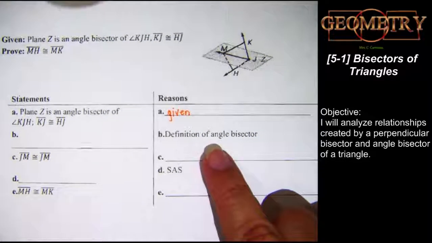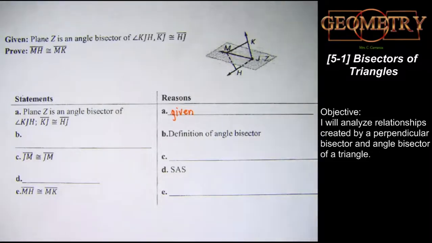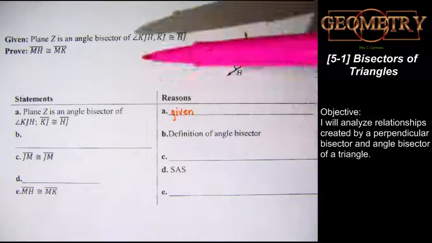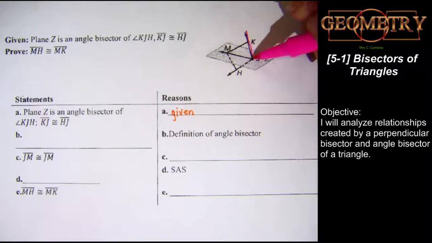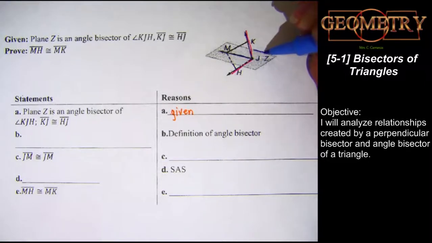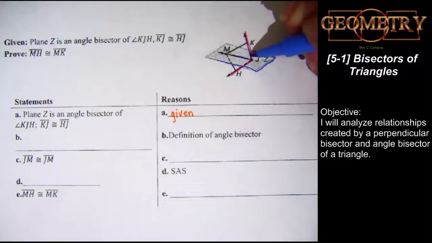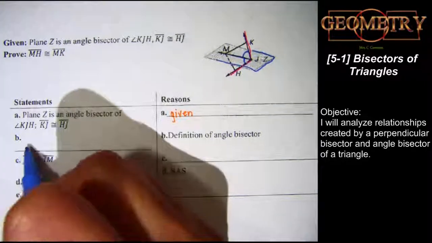Okay, the next reason that we've been given is that we have an angle bisector. So we have to figure out where that angle bisector is. We're told that plane Z is an angle bisector for angle KJH. That means that's the angle that got bisected. So this would be the bisector because that's what's on the plane Z. And so this angle is congruent to this angle. Those are the angles that, by the definition of the plane being an angle bisector, are congruent. Yes? Okay.